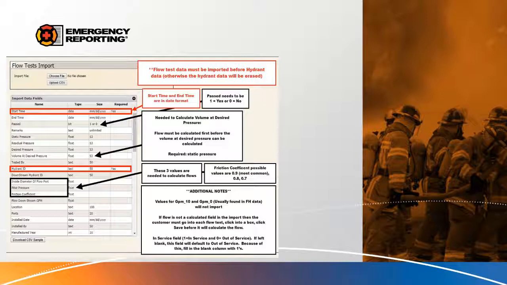And then I just have some descriptions down here listed. If it's asking if it's passed or not passed, it's looking for a 1, which equals yes, a 0 equals no. And then I have some other directions as far as calculating the volume at desired pressure, just the items that are needed for that, just so we can make sure that when we import the data for the flow test, it's going to give you that information rather than just having blank fields filled out. I believe that's all I have for the flow test import.